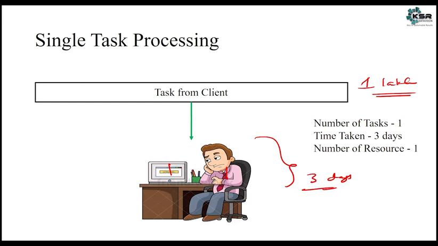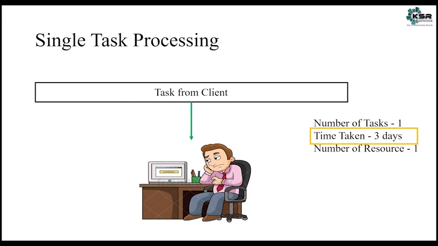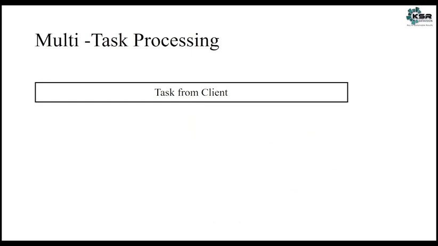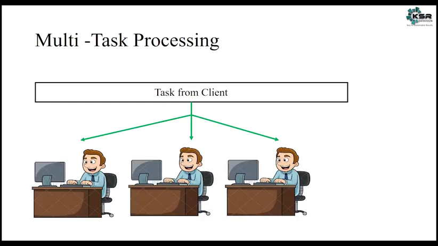The first thing is, let's talk about multitask processing. So what happens in multitask processing? A client is giving you the task. We have to work on the task. What I will do, I will take 3 people's help to do the task.